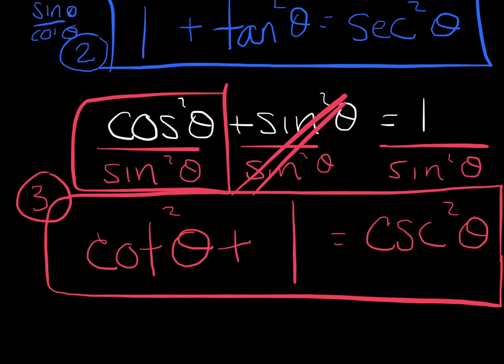And there are only 3 of them. So take your time there. I just divided everybody by sine squared and everybody by cosine squared to get those. So please don't memorize them.